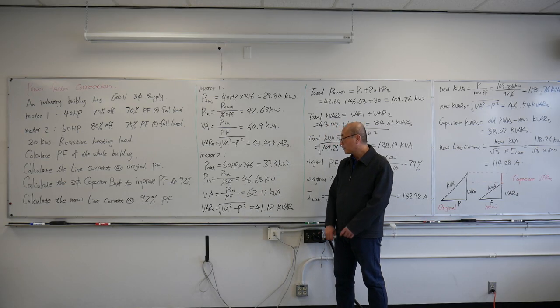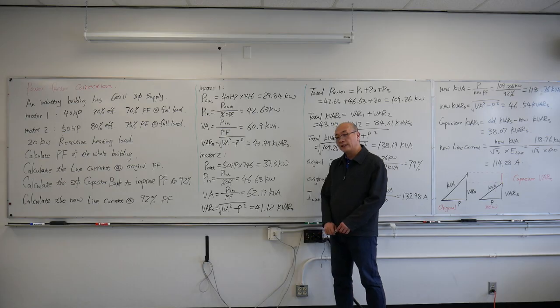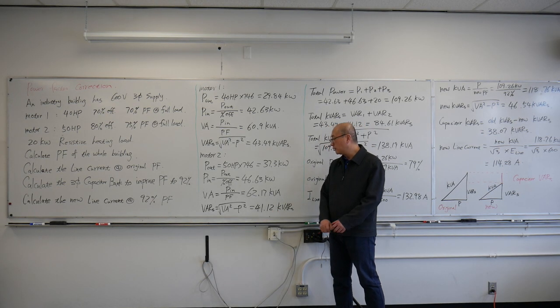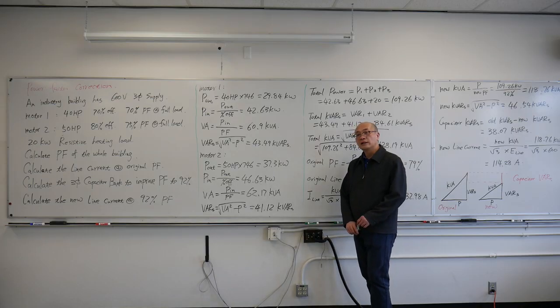Power input is power output over the efficiency, going to be 46.63 kilowatts. VA is 62.17 kVA, and the total kVArs going to be 41.12 kVArs.